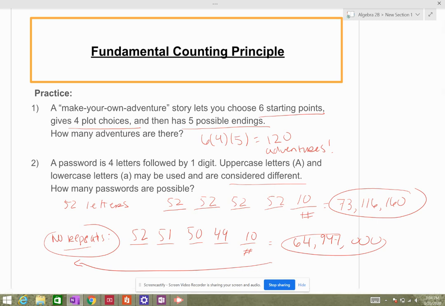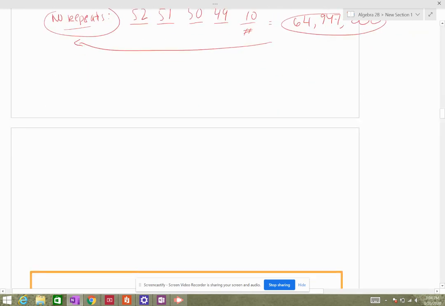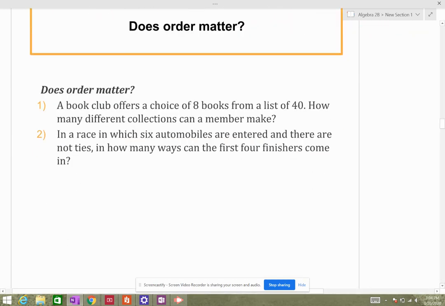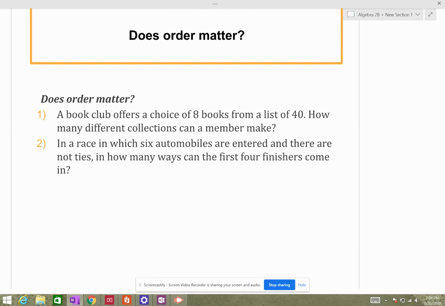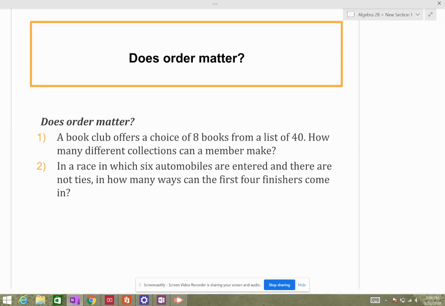Really nice to figure out how many different ways something can happen or a combination of things can happen when you're looking at a series of decisions or a series of things happening. So let's shift our attention. For this question, it says, does order matter? A book club offers a choice of 8 books from a list of 40. How many different collections can a member make?